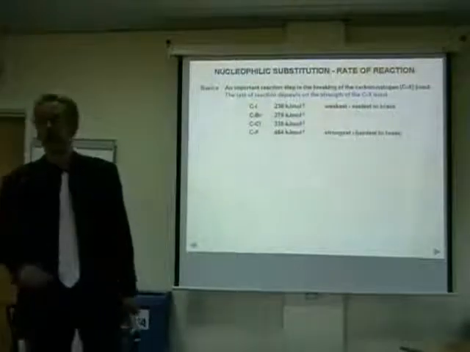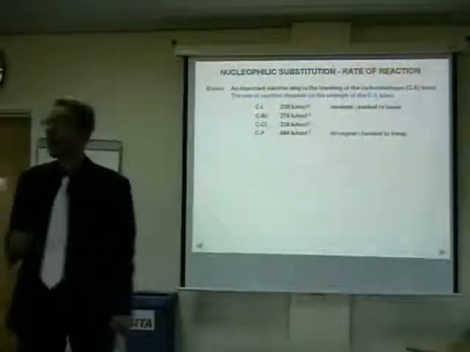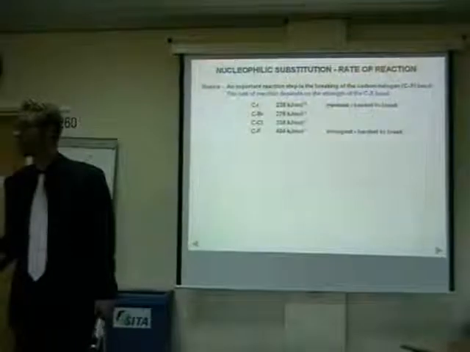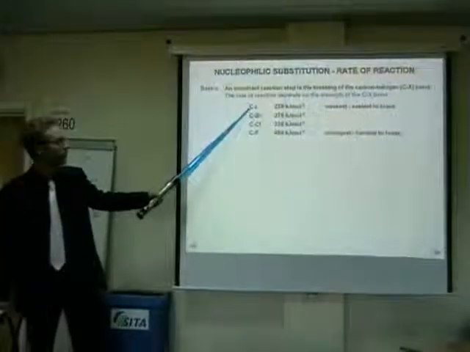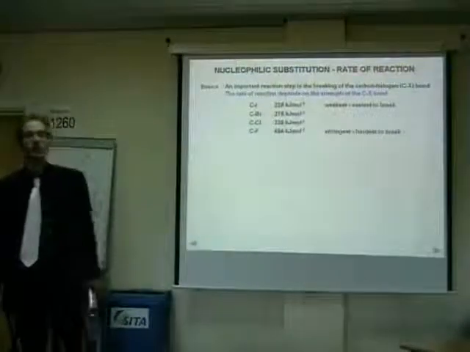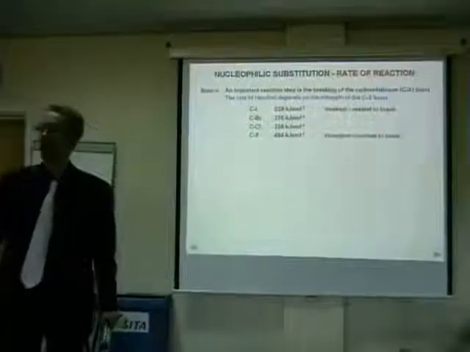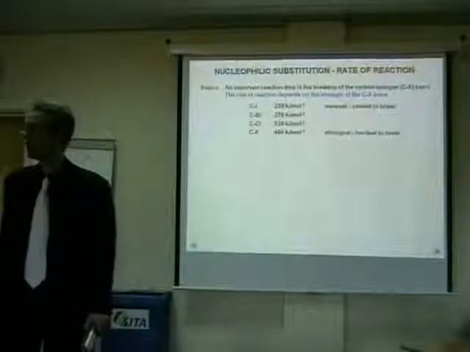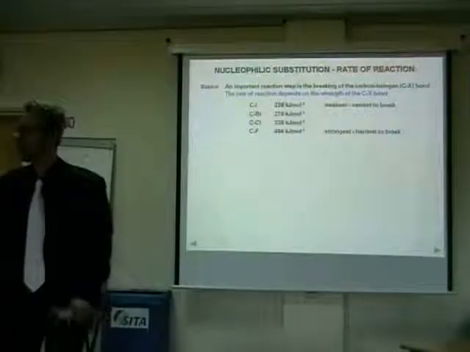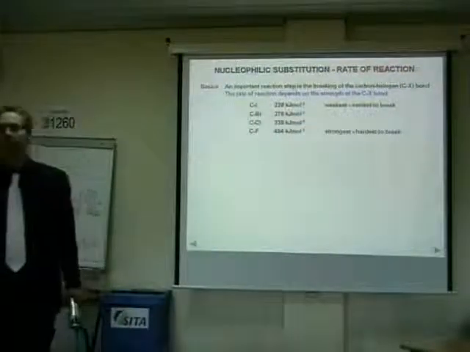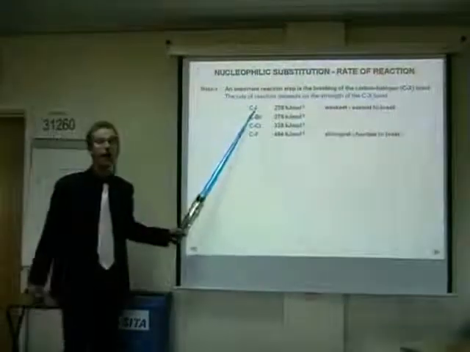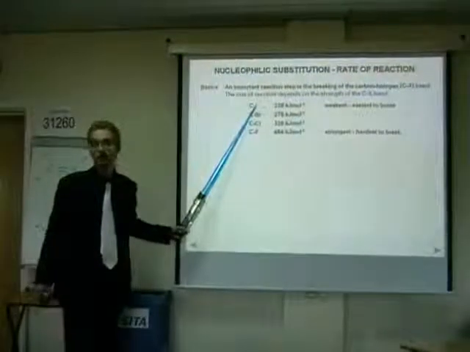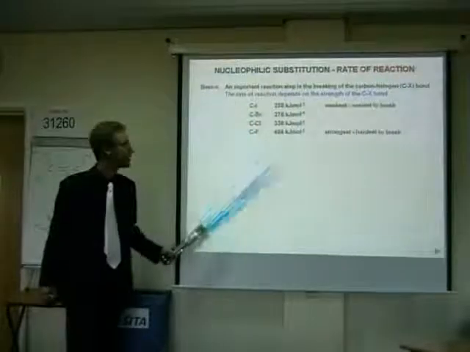You should be aware that the rates of reaction depend on the type of halogen that you've got. C to I has got the weakest bonds, C to F has got the strongest bonds. Does it stand to reason? The stronger the bond, the harder it is to break and the slower the reaction occurs. Therefore, if my halogen is iodine, the reaction occurs faster than if my halogen is fluorine.